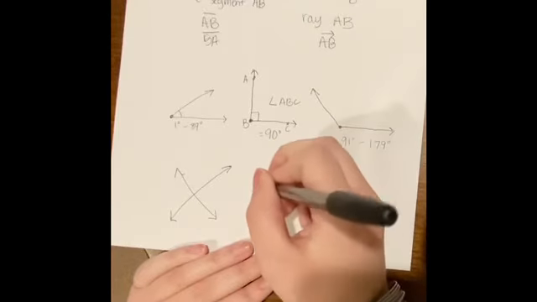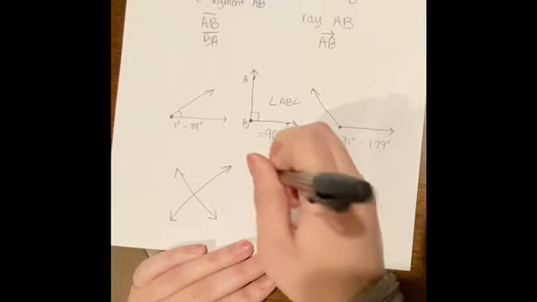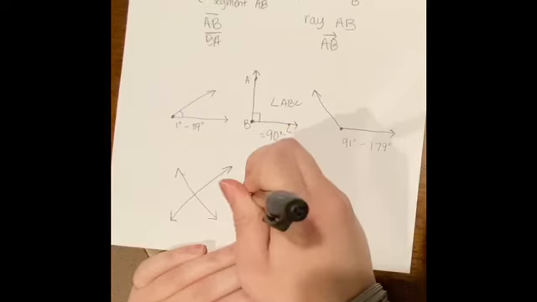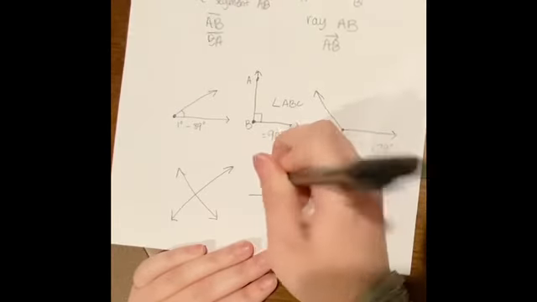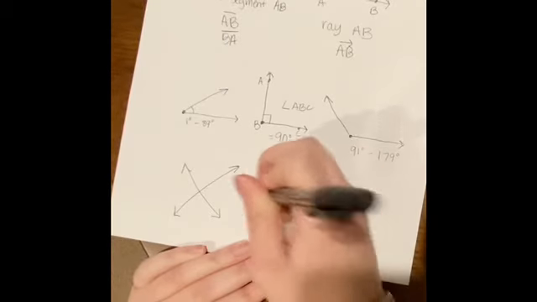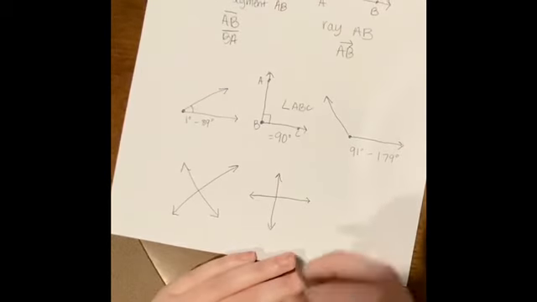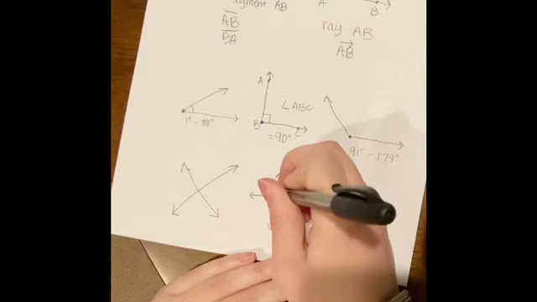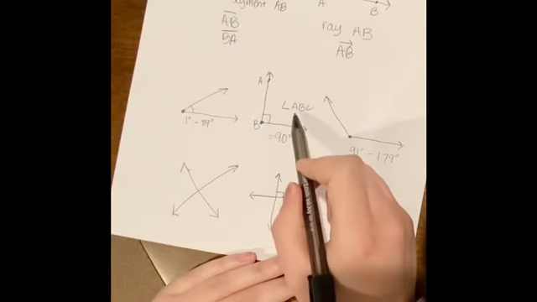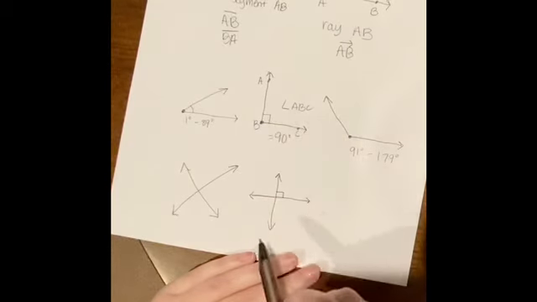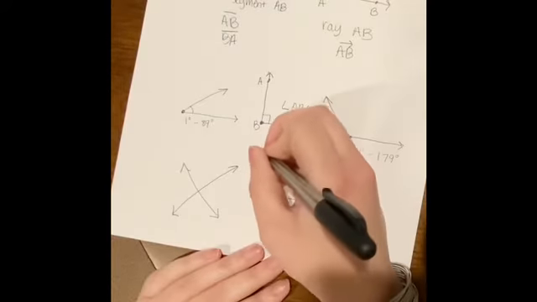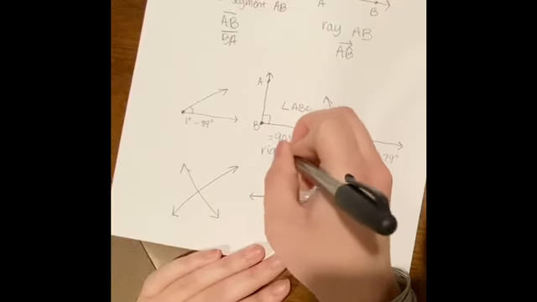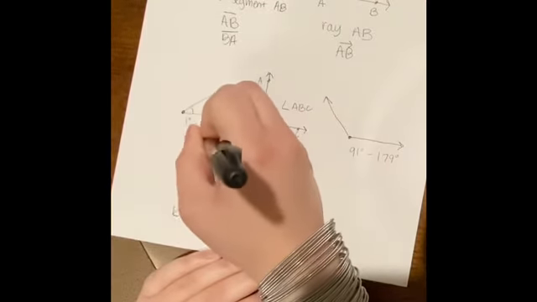There's another kind of intersecting line called perpendicular. So if two lines touch, they cross each other, and they form a right angle. So this is the right angle. They form a right angle, which I realized I didn't write the names.